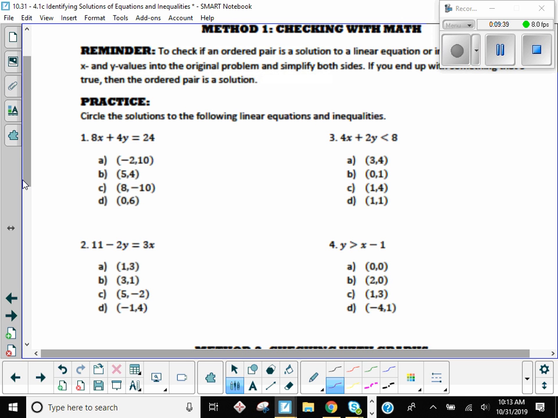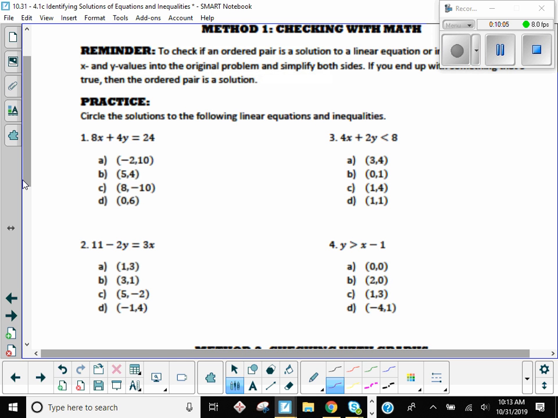And the way that you check if something's a solution is you figure out which is the x and y, you plug it in, you do the math, and after you simplify, if you get something that's true, that means it's a solution. If it checks out, like if it equals itself. Or in the case of inequality, it's a true statement. I'm going to show you one.